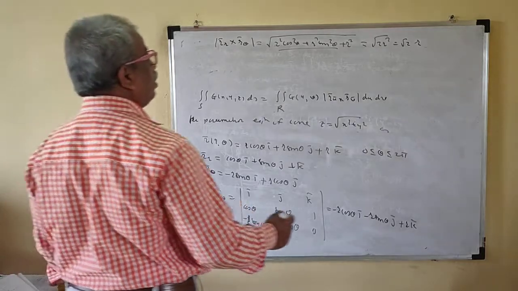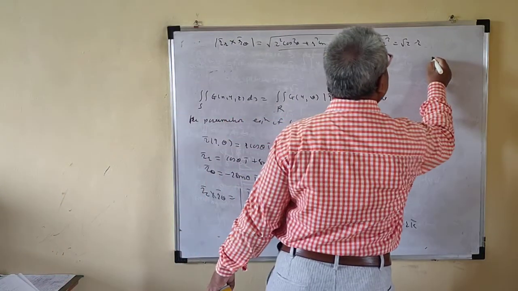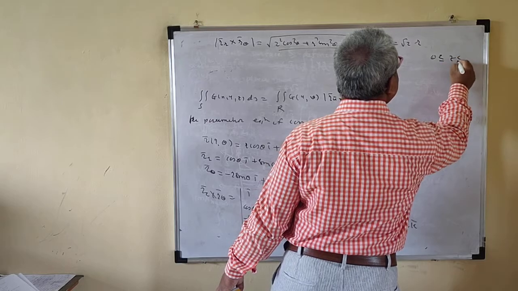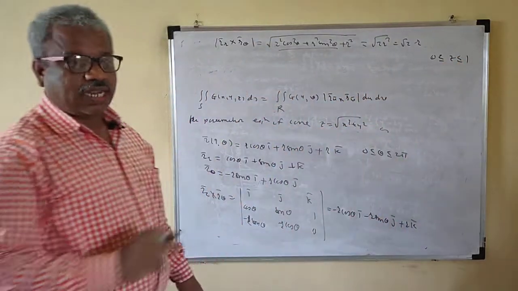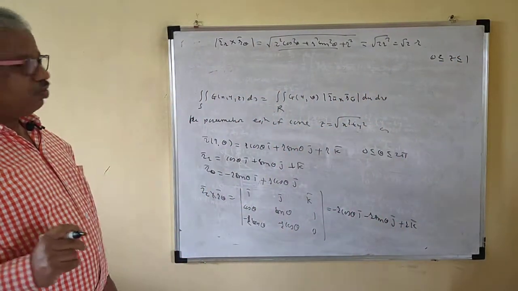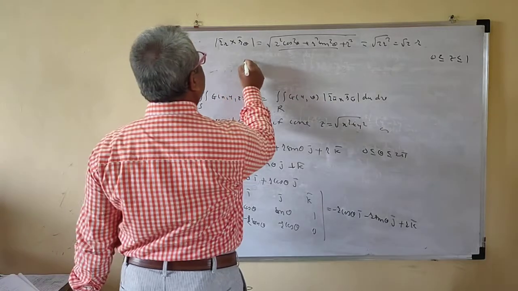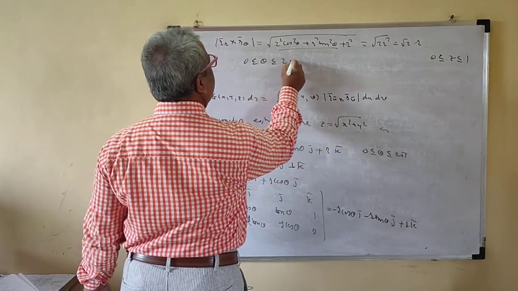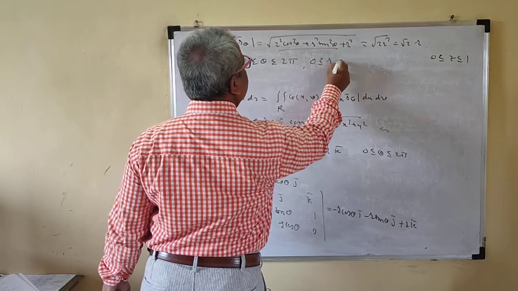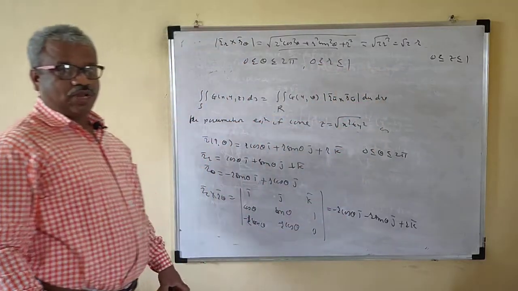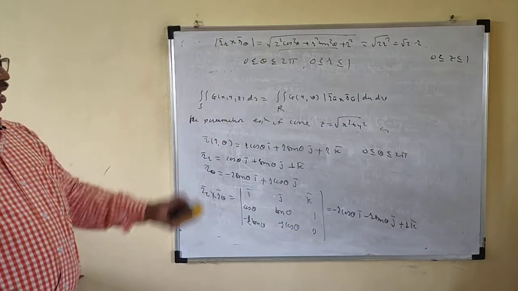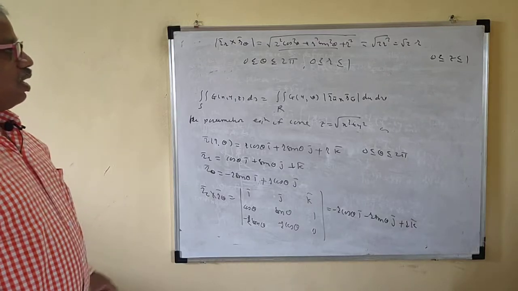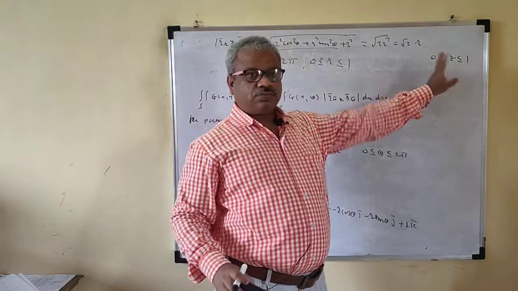One more thing is that in the question we have to add this: 0 less than or equal to z less than or equal to 1. Okay, so this range of z is given, so you have to add it in the question. So theta is 0 to 2 pi, and r is 0 to 1, because z lies between 0 and 1. Your z is r, so the limit of r is 0 to 1.